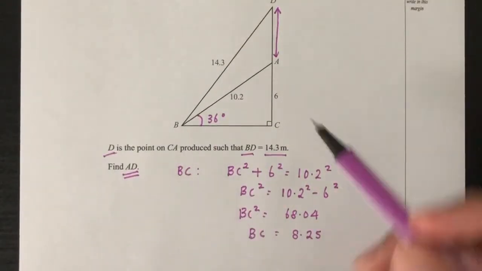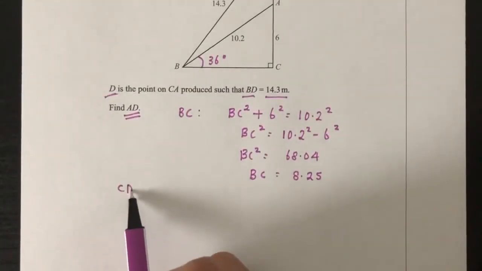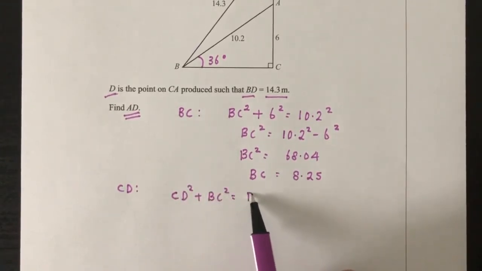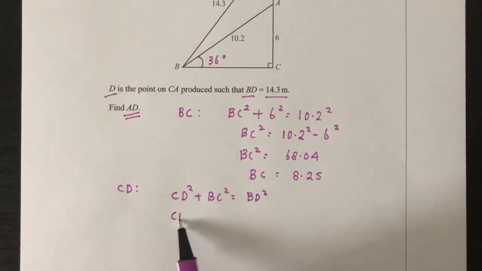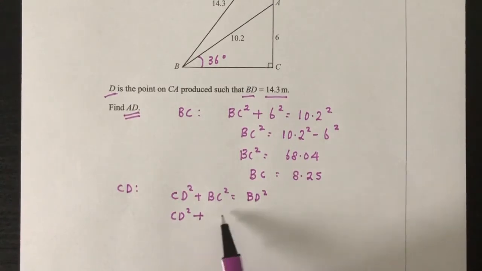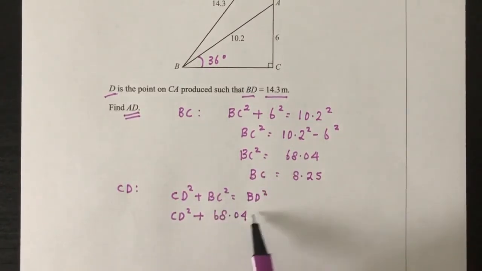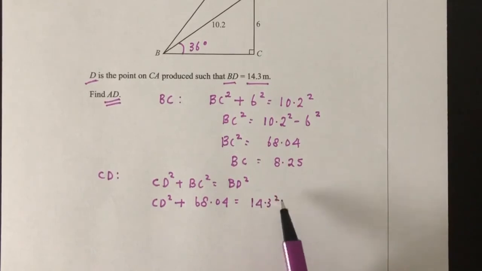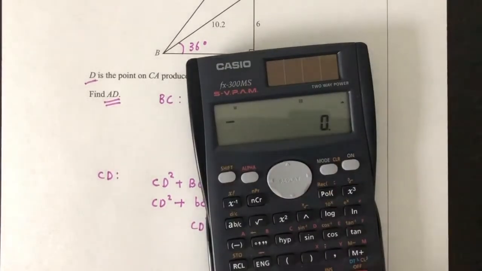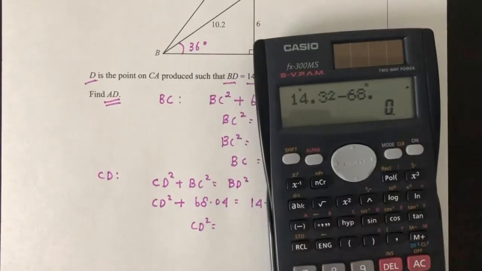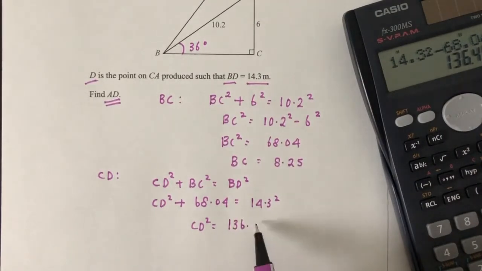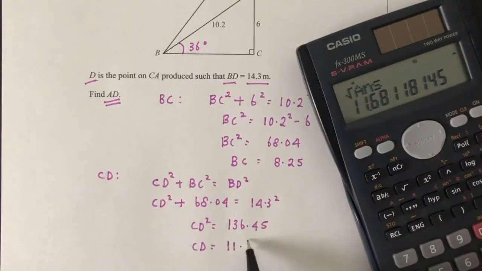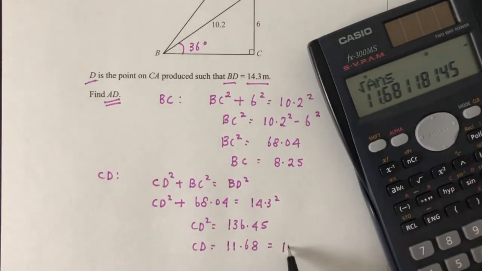Now since we have BC, we can find this big one. So let's find the length of CD. CD will be the same way. We have CD square plus BC square is equal to BD square. So CD square we don't know, we have to find that value, and BC square is 68.04, equal to BD square, which is 14.3 square. So CD square is equal to 14.3 square minus 68.04, that will be 136.45. Now CD is equal to root of that, which will be 11.68, or you can say 11.7.